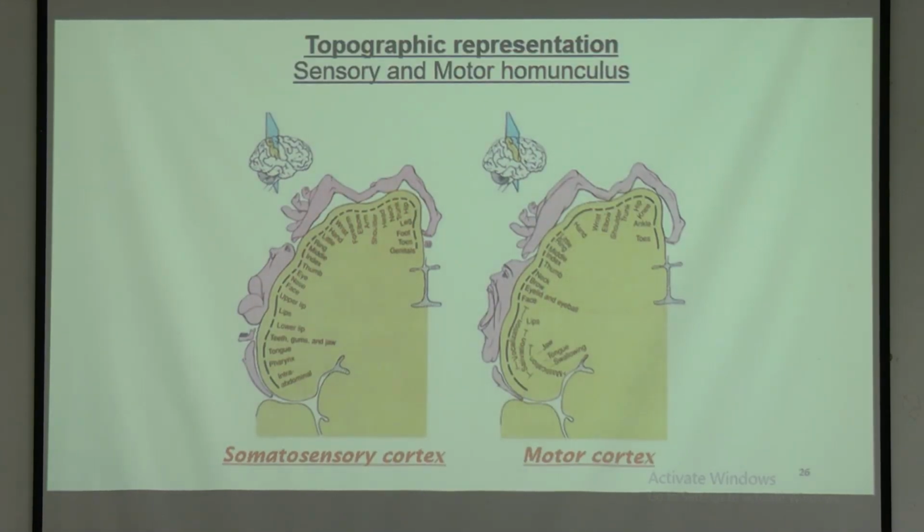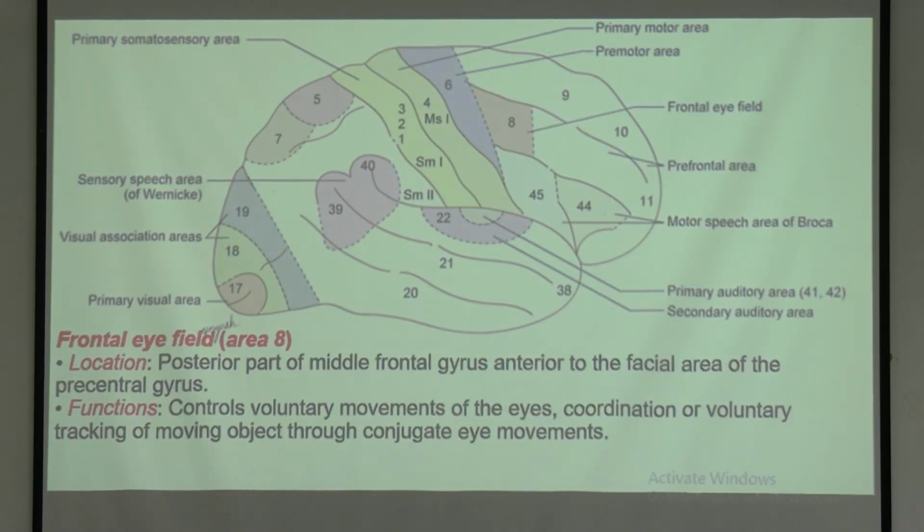Now the next area we'll come to in this picture. Another motor area is the frontal eye field, area number 8. Where is this area? This one, area 8. So this is the frontal region and this is the occipital region. This is the central sulcus, and this is area 4, the motor area. In front of this region is what we call the frontal cortex.